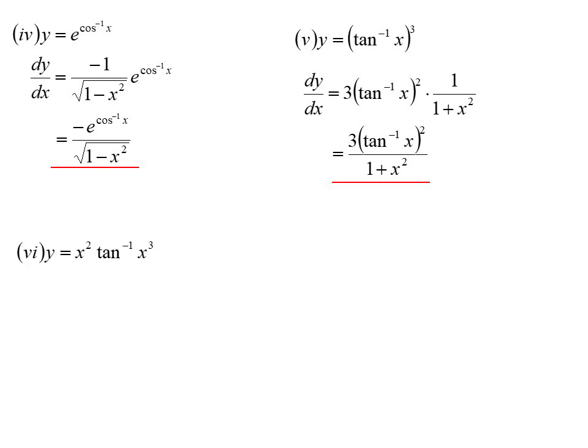Ooh, product rule. Write down the first, x squared. Diff the second. Well, the second bit is the inverse tan of x cubed. So I differentiate the angle, 3x squared, over 1 plus the function squared. The function is x cubed, square that, I get x to the power of 6. Plus, write down the second, inverse tan of x cubed, differentiate the first, differentiate x squared, we get 2x.